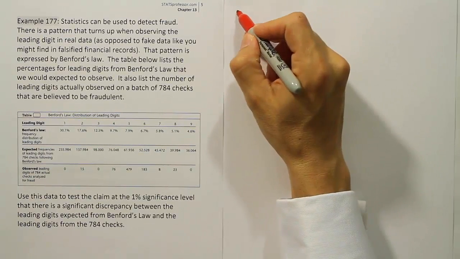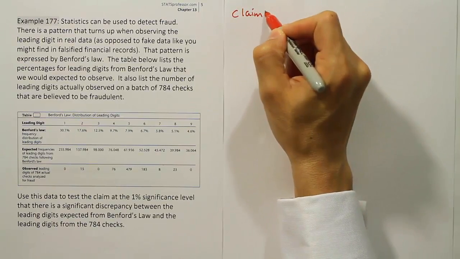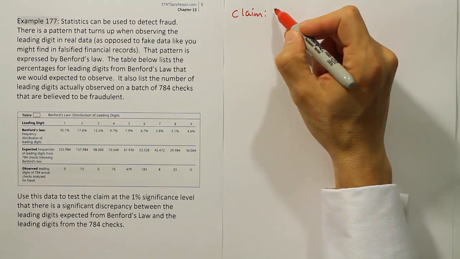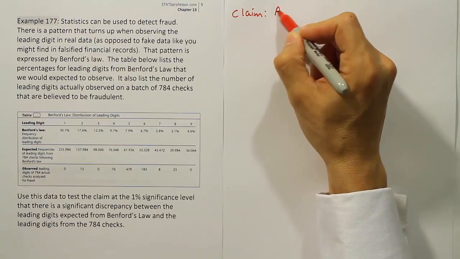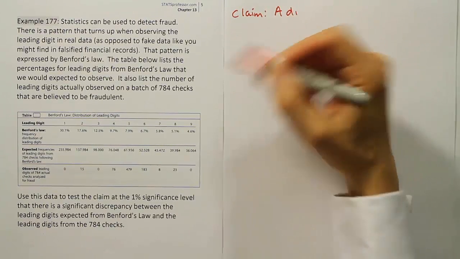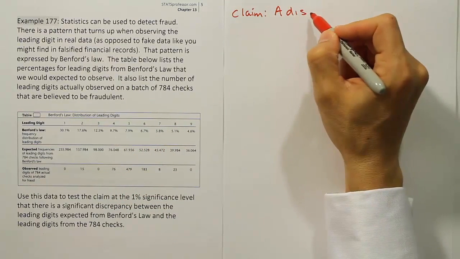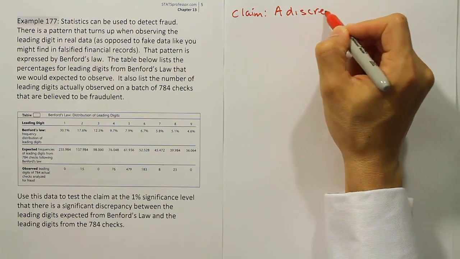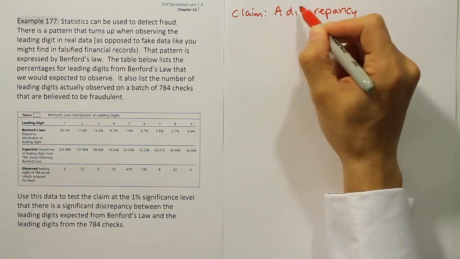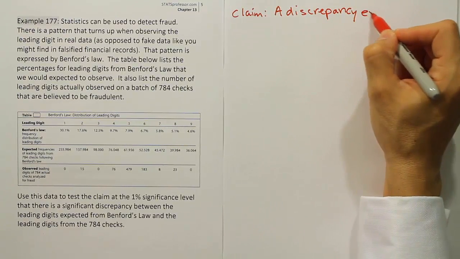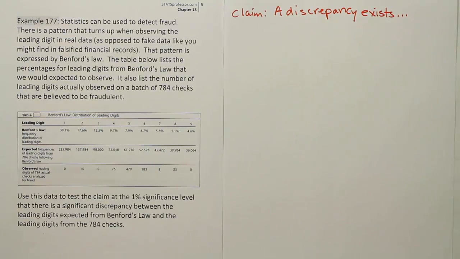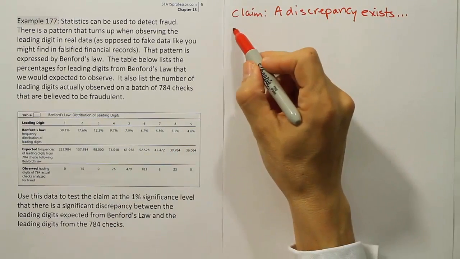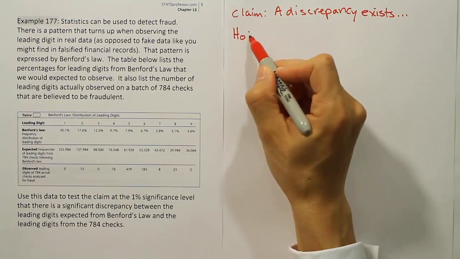So let's look at the claim and just express it. In the statement of the claim, I'm just going to say a discrepancy exists. I'm just going to do that because the sentence down here basically covers it, and we don't have to regurgitate everything that's written there, right? A discrepancy exists. And that just means that the law doesn't hold, the Benford law doesn't seem to fit this set of checks, right? So our H0, our null hypothesis, is kind of the status quo.